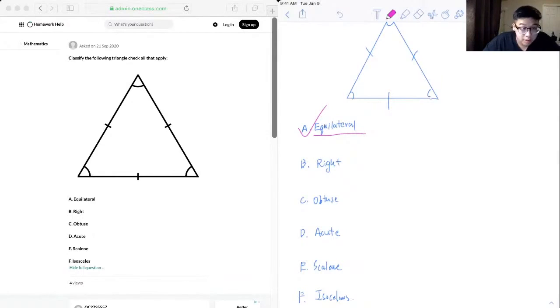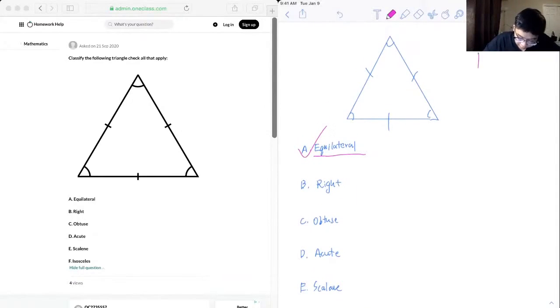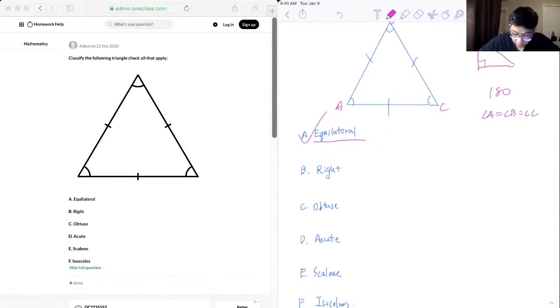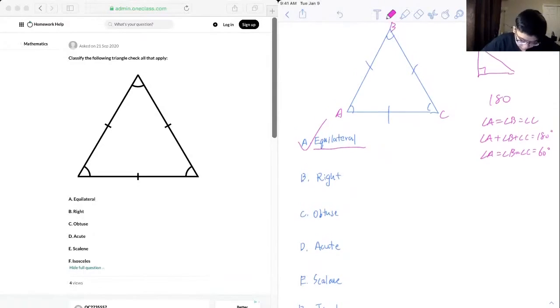And for B, right triangle. Whenever we have a 90 degree angle, we consider that a right triangle. Here, we know the interior angles of a triangle sum to 180, and let's call this ABC. We know A is equal to B is equal to C, which means A plus B plus C adds up to 180. So A equals B equals C equals 60 degrees, because 3 times 60 is 180. So it is not a right triangle.